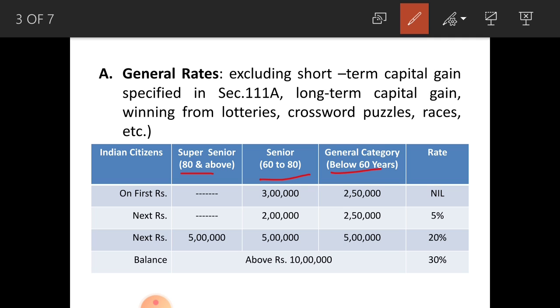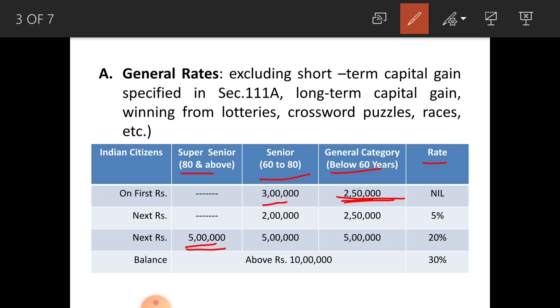The rate of taxes given in the last column. In case of general category, up to 2,50,000 the income is exempted from tax. Remember this point. In general category, up to 2,50,000 is exempted. In case of senior citizen, that is aged between 60 to 80 years, up to 3 lakhs is exempted from tax. And in case of super senior citizen, their income up to 5 lakhs is exempted from tax.